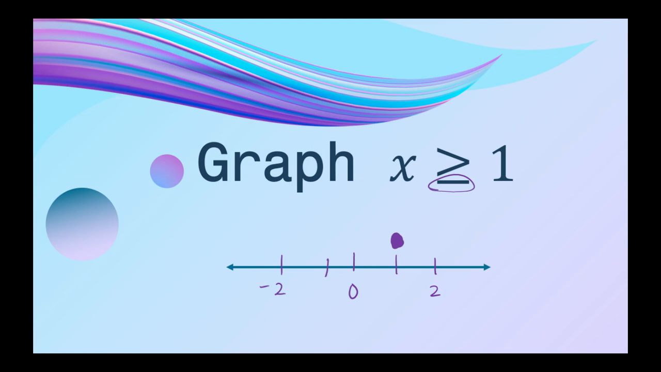Then this statement is telling me that x is greater than or equal to 1. So I'm looking for all the numbers that are greater than or equal to 1. Well, that's 1 and 2 and 3 and 4. All the way up, so I'm going to draw my arrow to the right to show that I'm including all the numbers 1 and larger in my solution set.